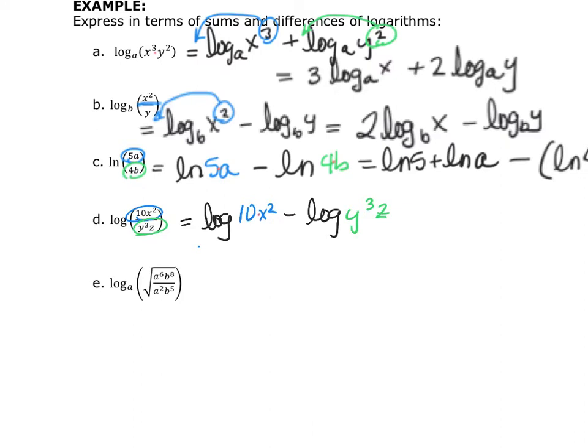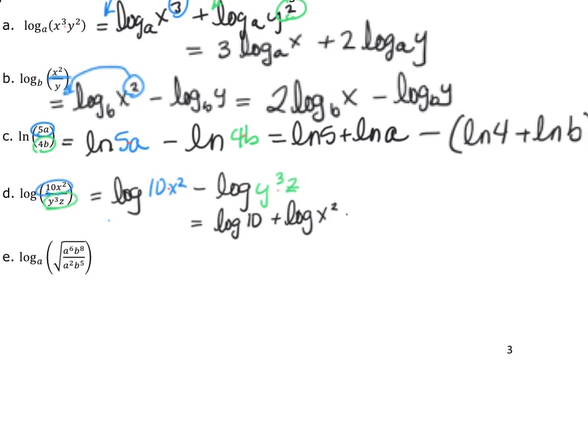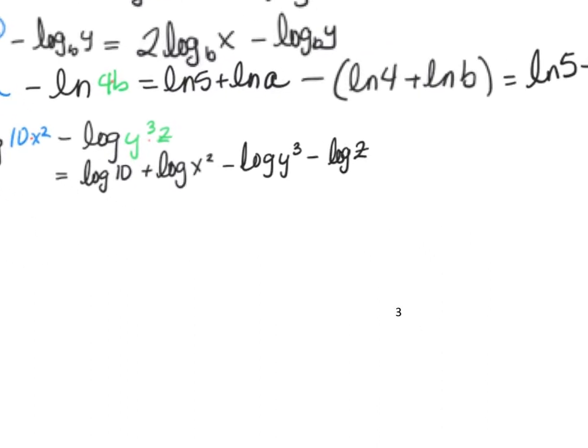Between 10 and x squared, it is multiplication, so I'm going to break that apart with the product rule. And between y cubed and z, I'm going to break that apart with a product rule. So this is going to be the log of 10 plus the log of x squared minus the log of y cubed minus the log of z. And what I did there is, because I know that I'm going to have to distribute the negative 1 through, I'm going to go ahead and distribute the negative 1 through as I break it apart. That way I get used to whenever I see negatives, they're going to go in the denominator.